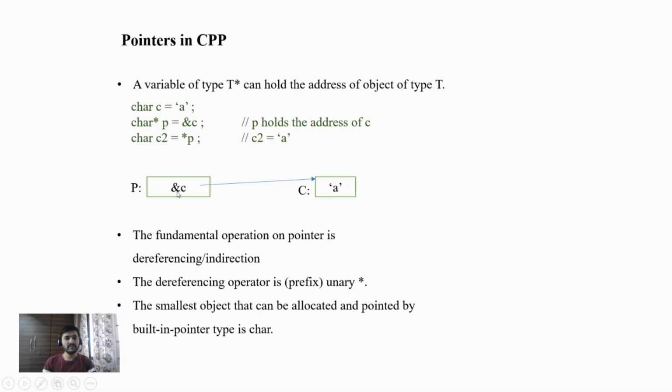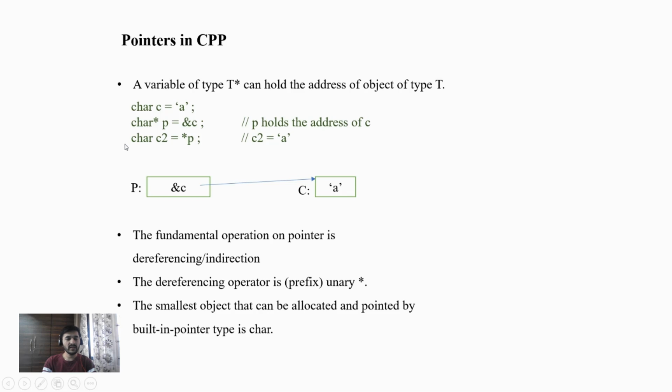Now what are the major fundamental operations on a pointer? Why do we use a pointer? There are various use cases of pointers, but the most simple and most useful operation on a pointer is dereferencing or indirection. So what is dereferencing? Now I have created the pointer p which holds the address of c. If I want to know what is the actual value that p holds, we perform this using star p. The star operator is called the dereferencing operator or indirection operator.